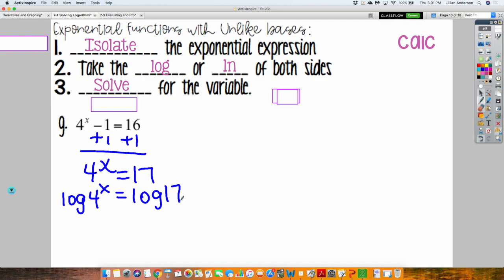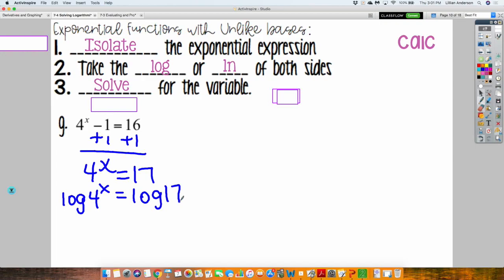It will be a common log. For x would be the argument, yes. Okay? Now, you're trying to solve for x. We're trying to solve for x.